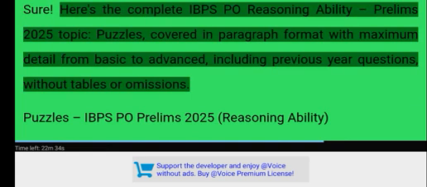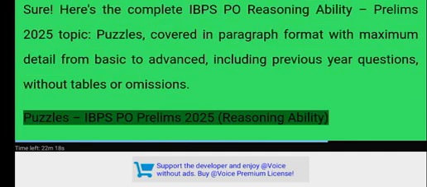Prelims 2025 topic. Puzzles, covered in paragraph format with maximum detail from basic to advanced, including previous year questions, without tables or omissions. Puzzles, IBPS PO Prelims 2025 reasoning ability.